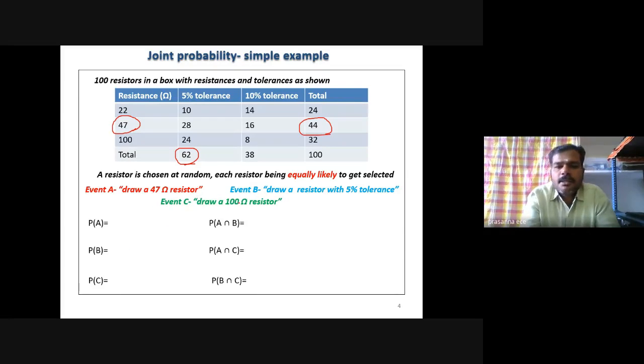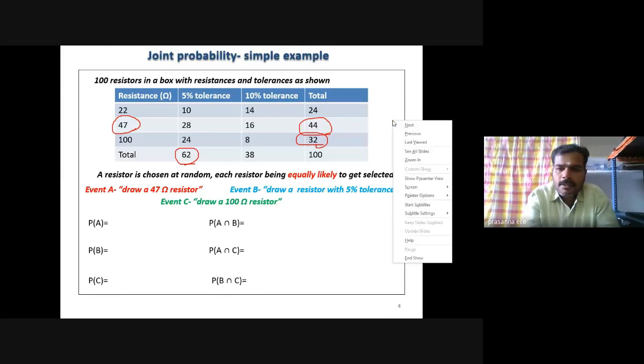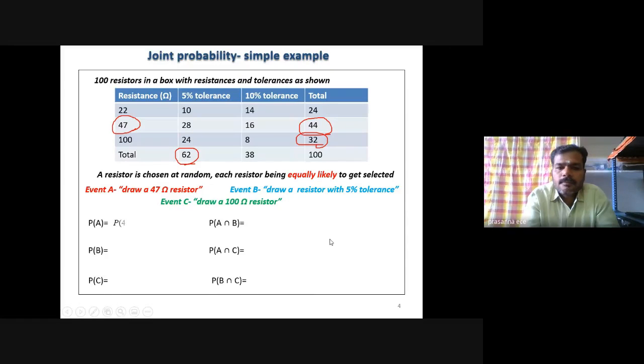Similarly, C is drawing a 100 ohm resistor. The total number of 100 ohm resistors is 32, so it's 32 by 100, which is 0.32. So these are the normal probabilities. Whatever we discussed, I have just given in terms of numbers.